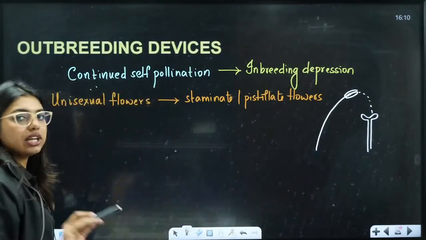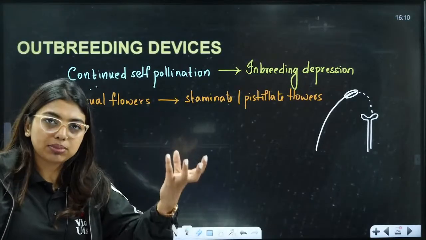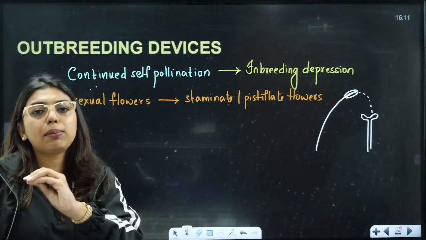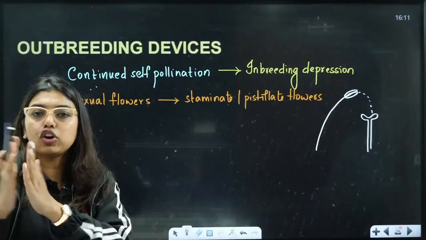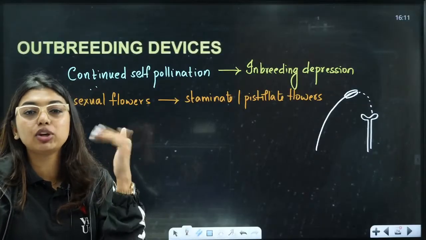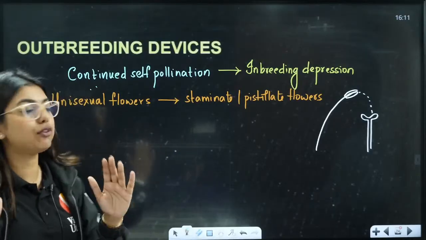What happens with this technique? There is no chance for self-pollination, because one plant has male and another plant has female. Otherwise they just form unisexual flowers. One of the parts only will be there, neither the androecium nor the gynoecium. Now there is no way that it will form self-pollination. So in that way, they form unisexual flowers.